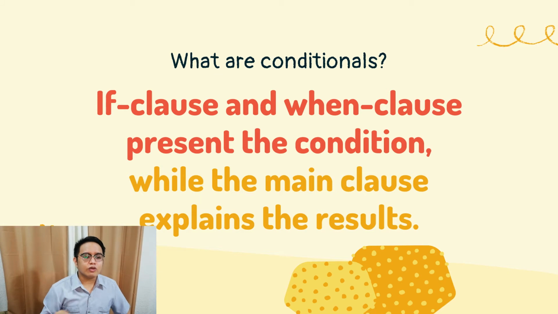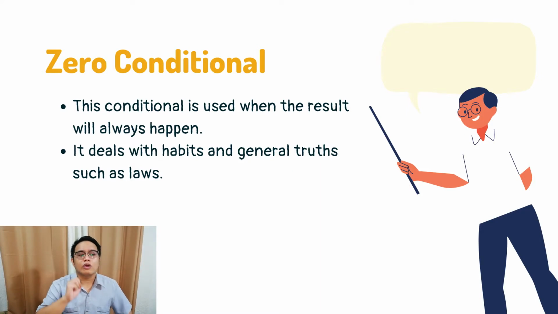Okay? So, let's go to our first conditional, which is the zero conditional. This conditional is used when the results will always happen. So, this deals with habits and general truths such as laws. With the zero conditional, you give the condition, and it always happens.